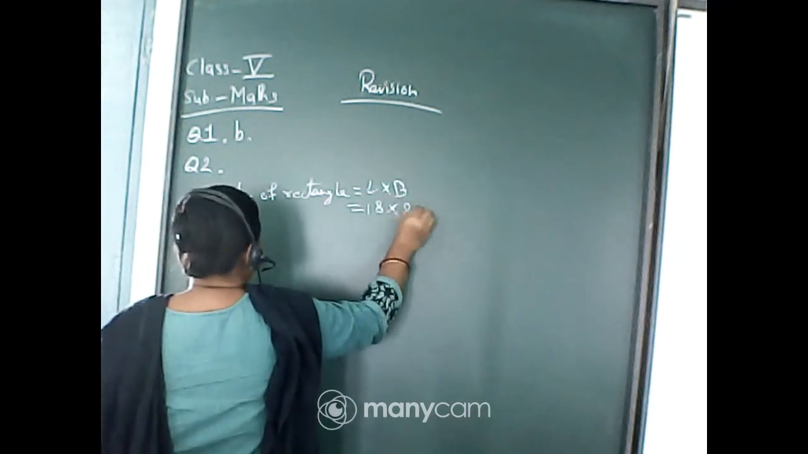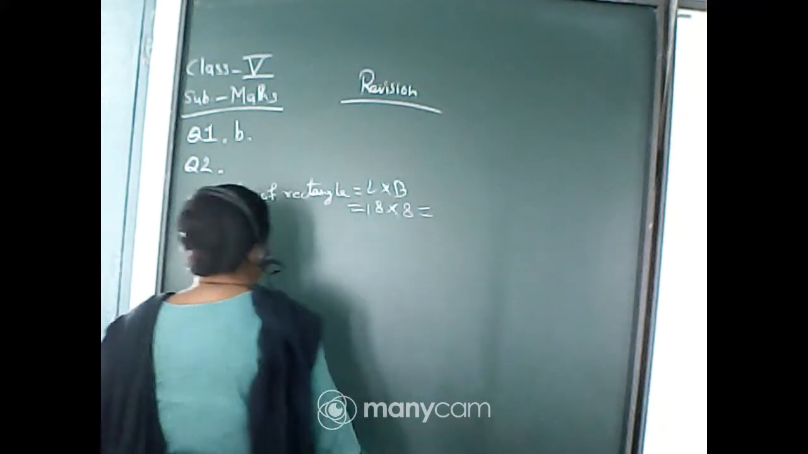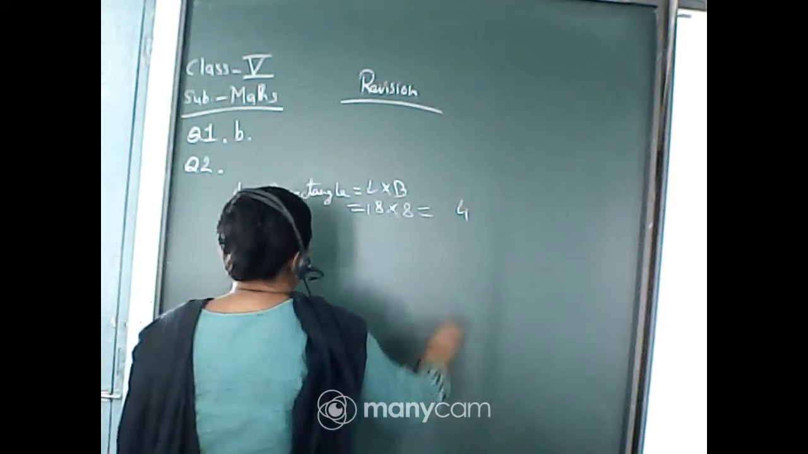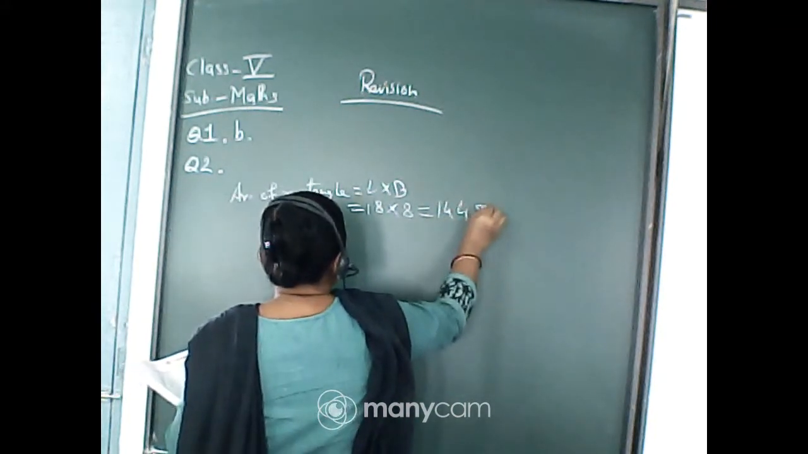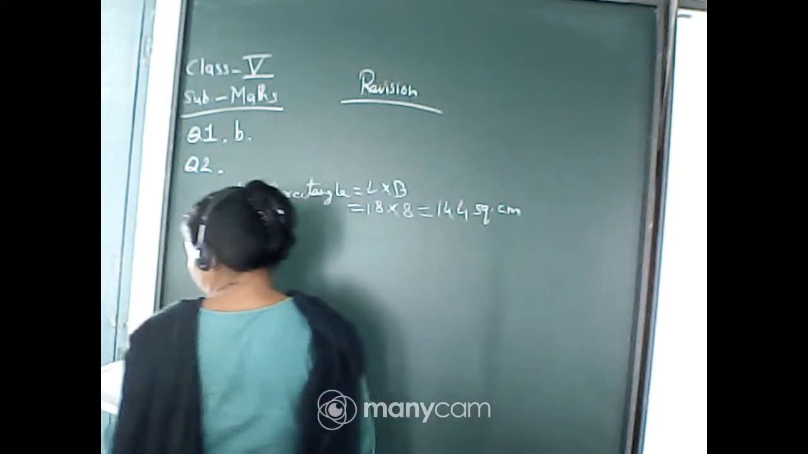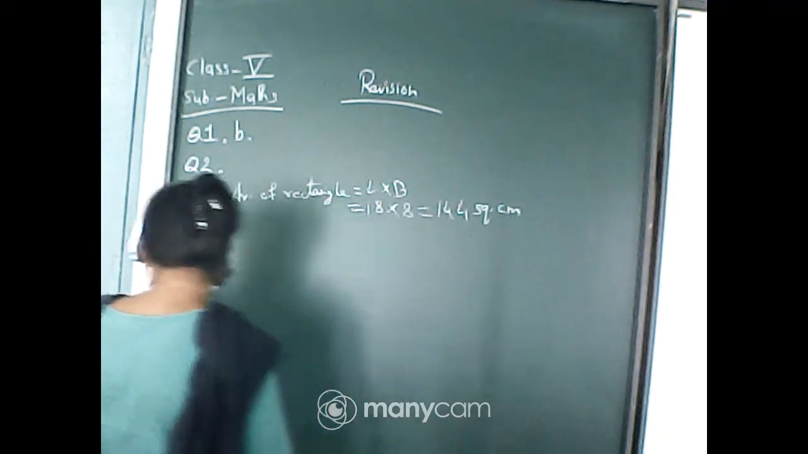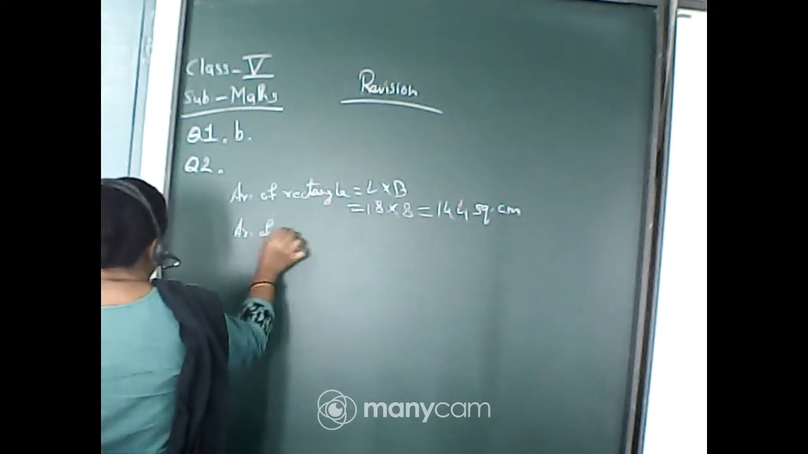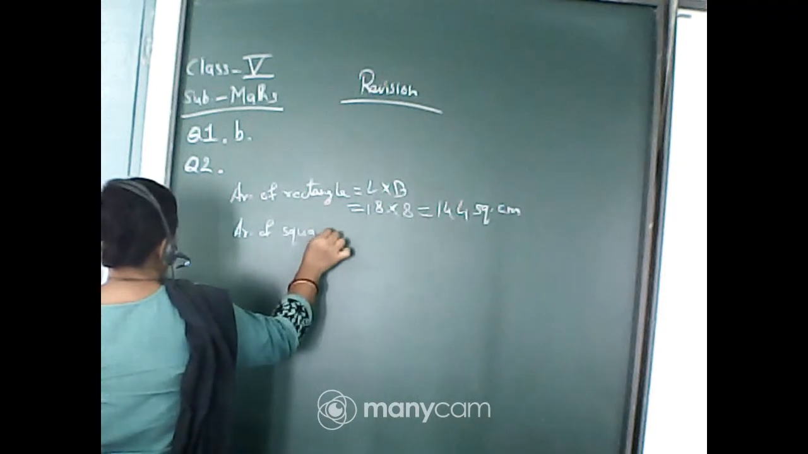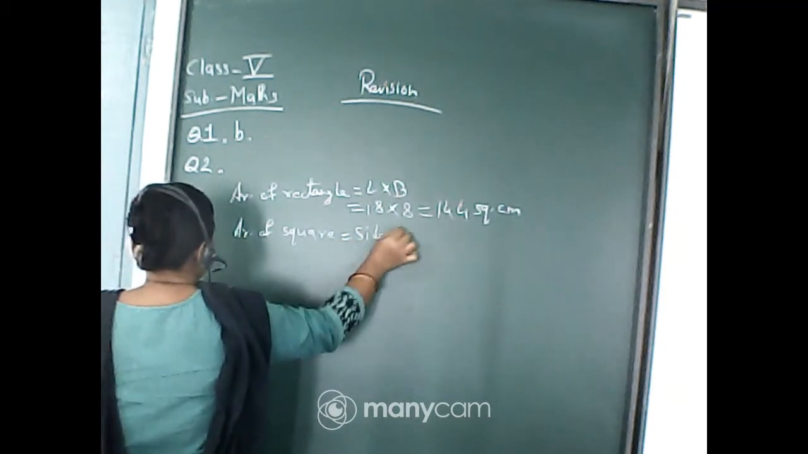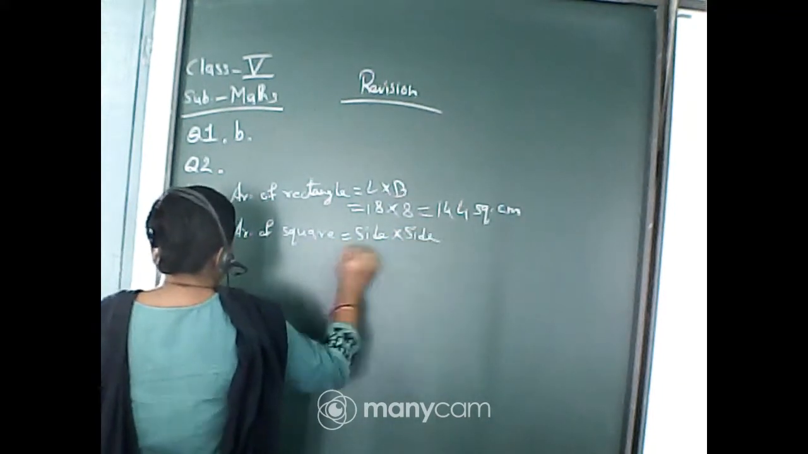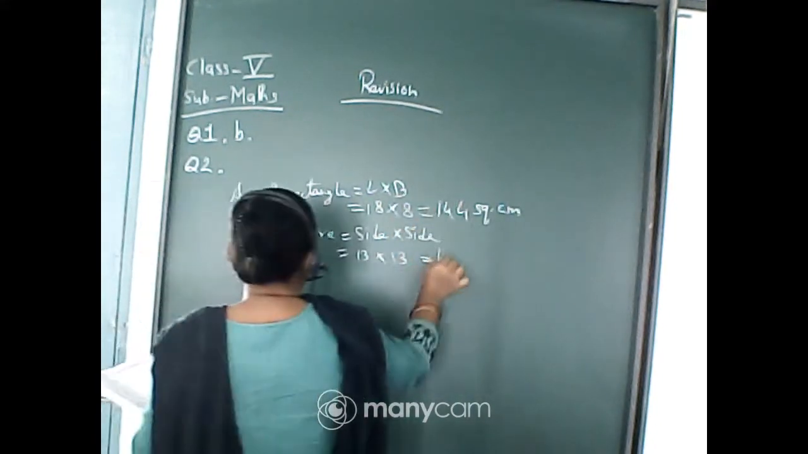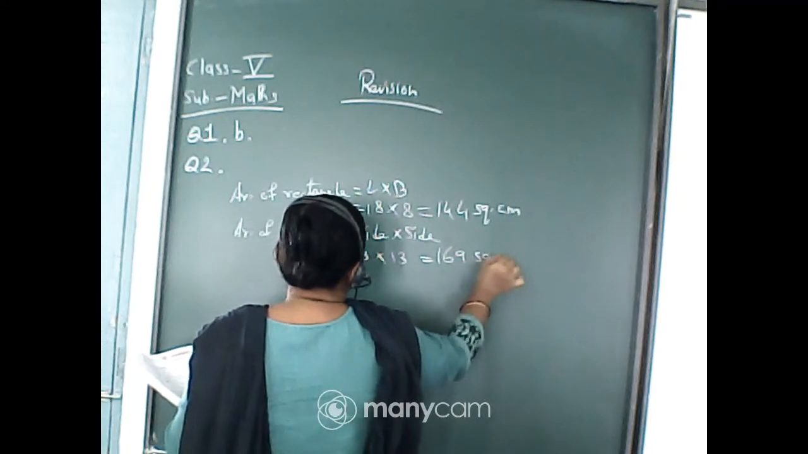So when you multiply 18 into 8, 8 8s are 64, carry 6, 8 ones are 8, 9, 10, 11, 12, 13 and 14. So it is coming 144 square centimeter. Next one is a square of length 13. Now area of square, as you know, area of square is side into side. That means 13 into 13. This is 169 square centimeter.